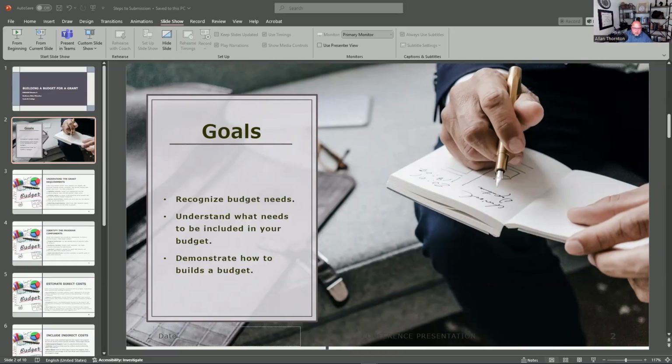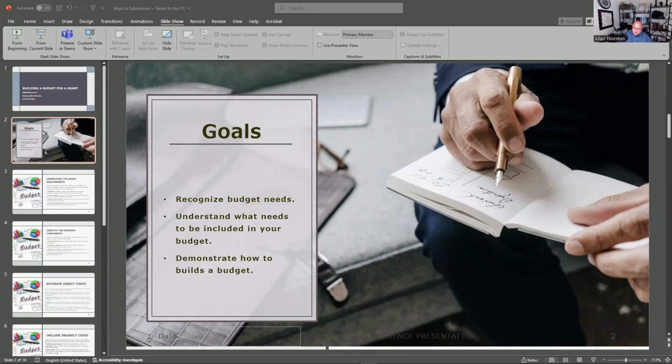Do you have salary? Do you have materials that you need to buy? Do you have supplies you need to buy? Do you have to get facilities for it? Those types of things, okay? So recognize what your budget needs are. Then understand which of those needs have to be included in your budget for your grant.